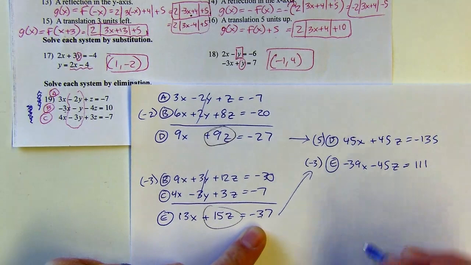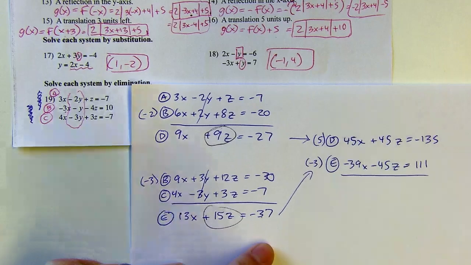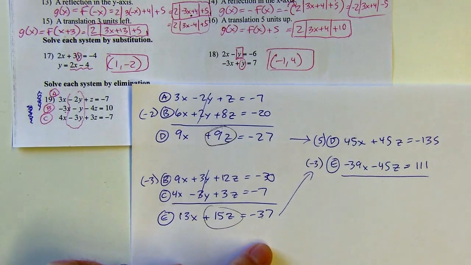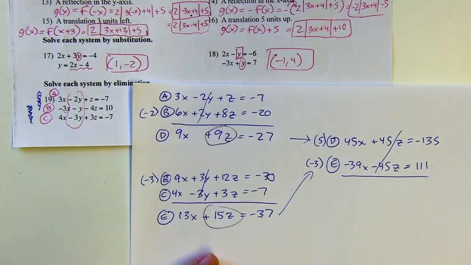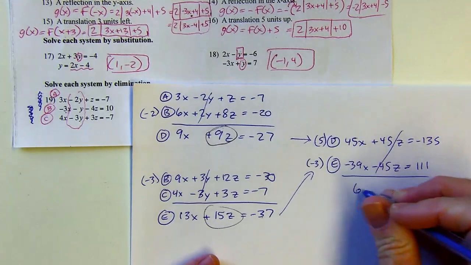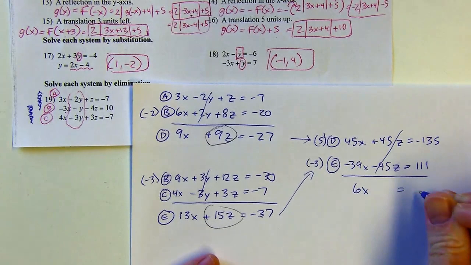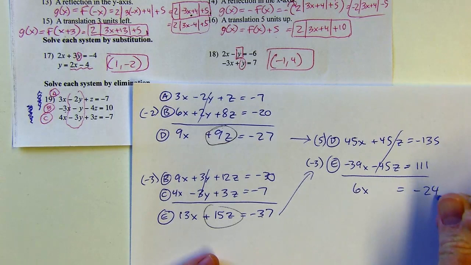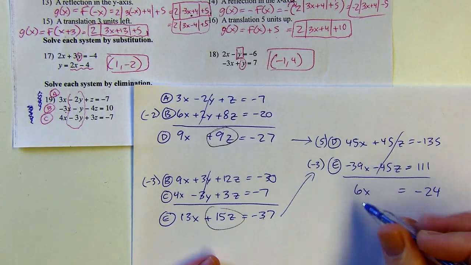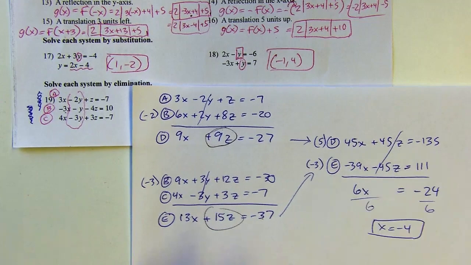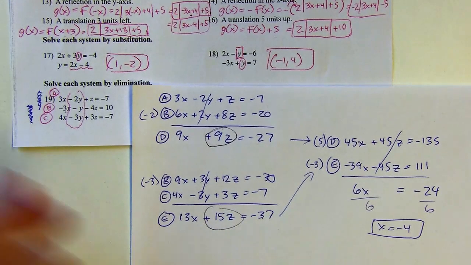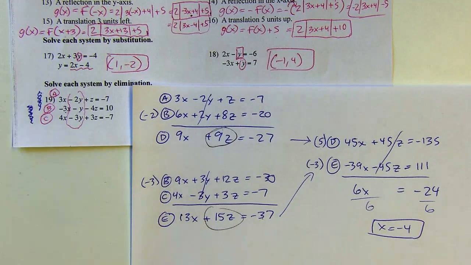Okay? So now I'm going to add these together, and then I should be able to solve for x because these z's are just going to cancel out, right? So let's see what I have left. I'm going to have 6x equals, this is going to come out to negative 24. And hey, I just have to divide by 6 then. So x would equal negative 4. Okay, so I've got one of my variables, but I still need the y and the z.